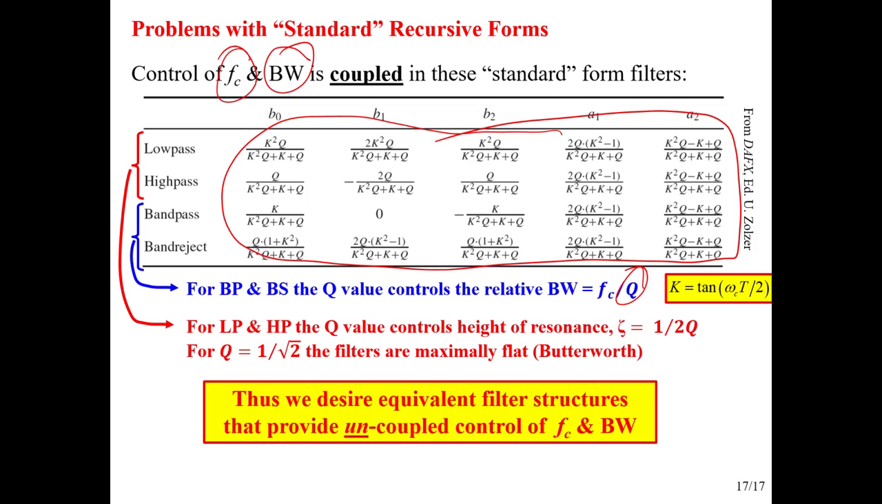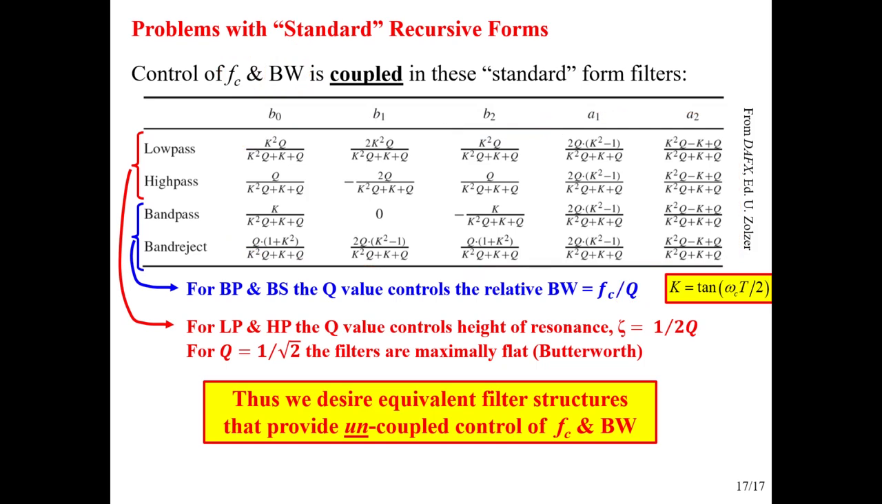And one of the things that is talked about in the audio literature is that we would like to have filter structures that uncouple the effect of these things. Again, not super critical in some applications, but in other applications, very, very nice to have. So some of the things we'll look at in the next set of notes will be aimed at finding these less coupled controls through FC and the bandwidth.